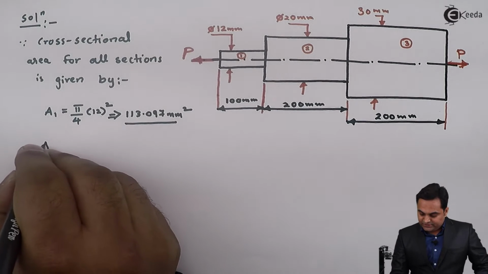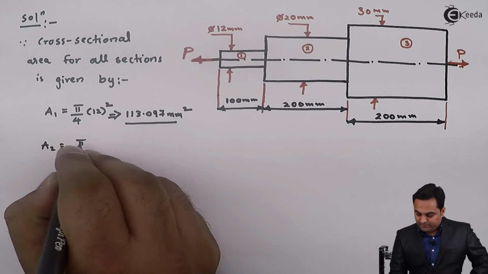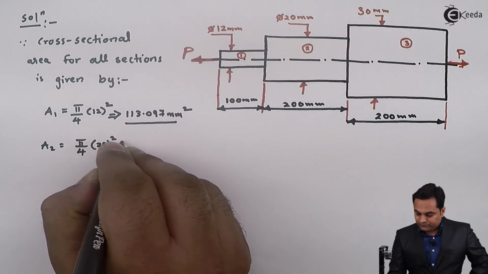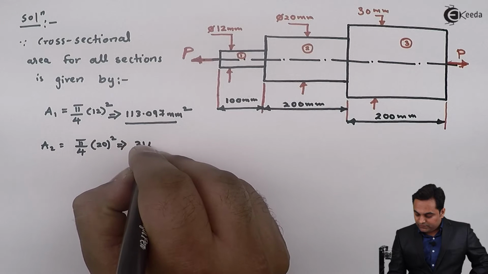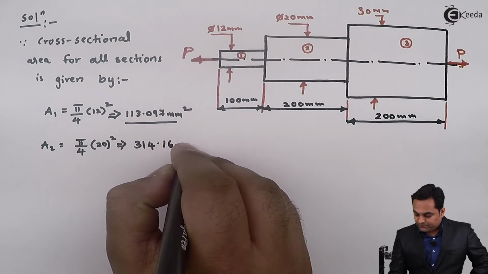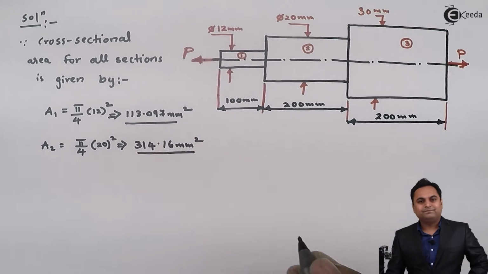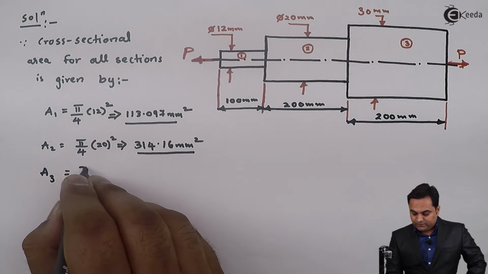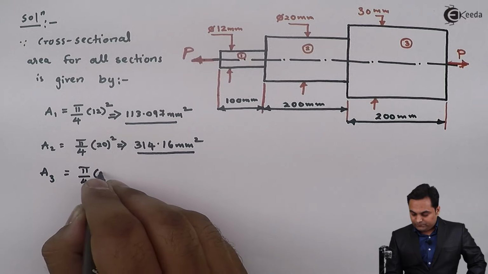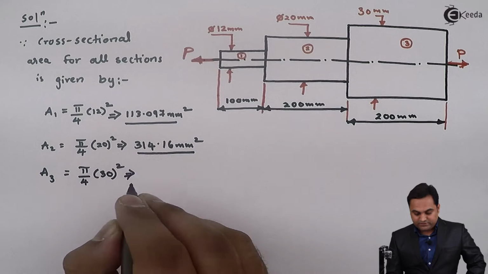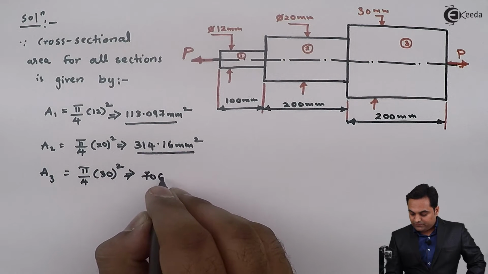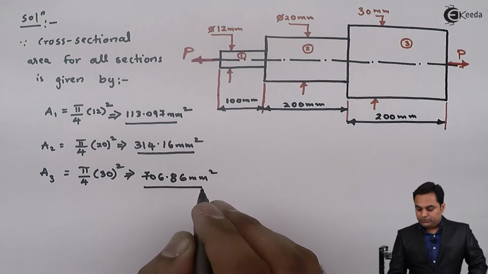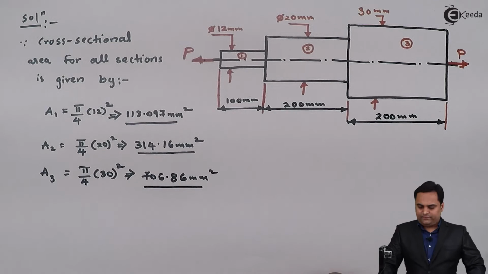Next area for the second section, that will be pi by 4 into 20 square. So this comes out to be 314.16 mm square. Then area for the third section, area 3, is equal to pi by 4 into 30 square, and this is 706.86 mm square. So these are the individual areas we have.